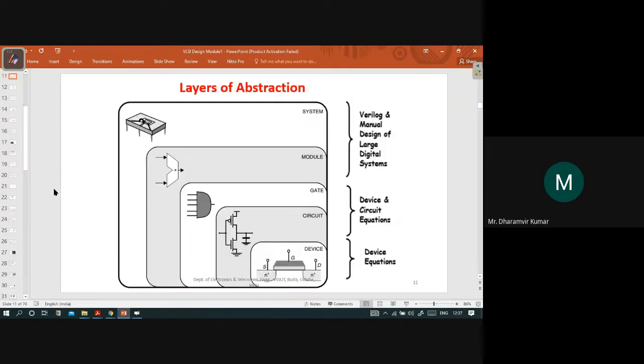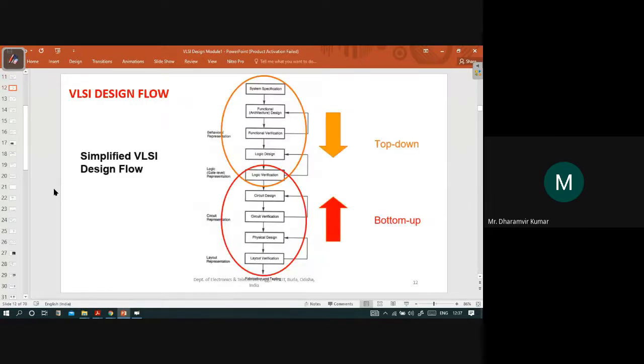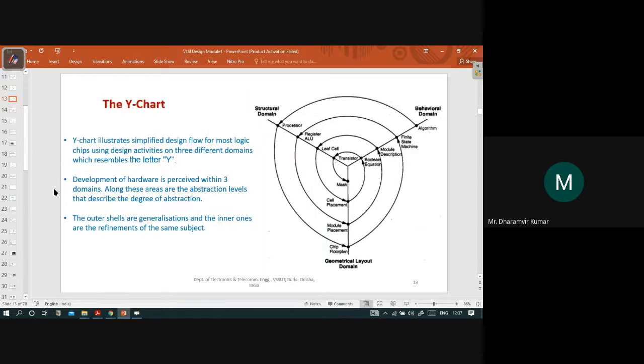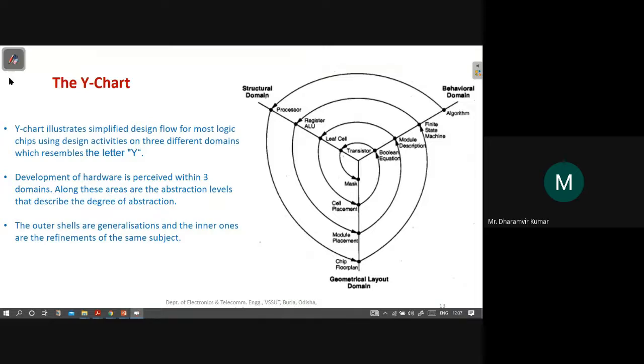Sometime later. So yesterday we had seen different layers of abstraction and the information that each of these layers give. Then we saw the simplified design flow. What are the main steps that we follow during the design of a VLSI chip or VLSI circuit? Then what is the Y chart and what are the three different domains, and how are they interrelated? We had seen this Y chart also yesterday.